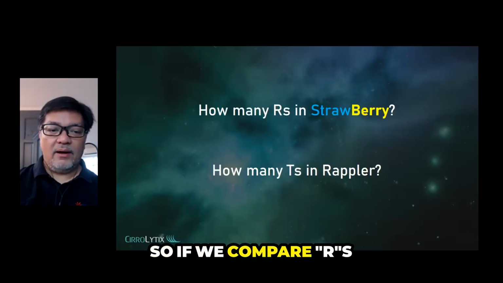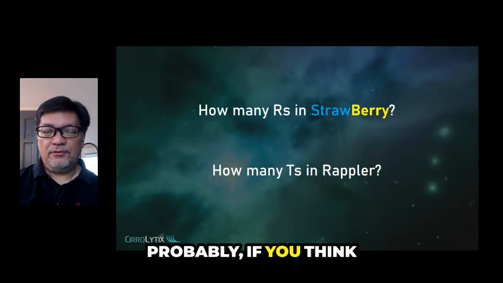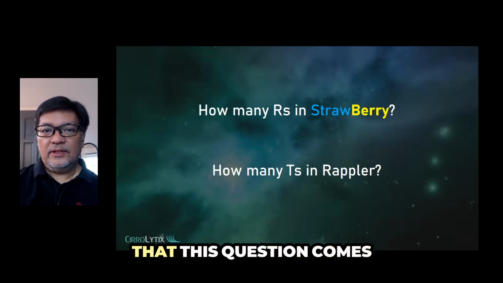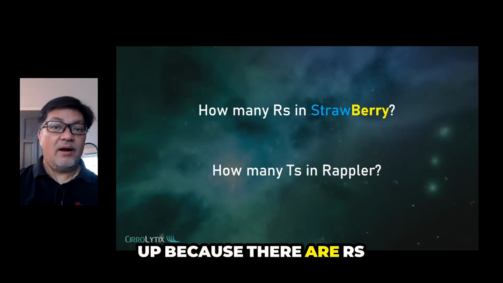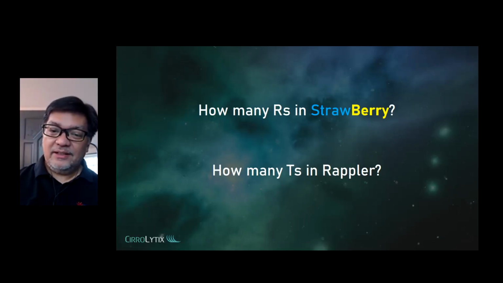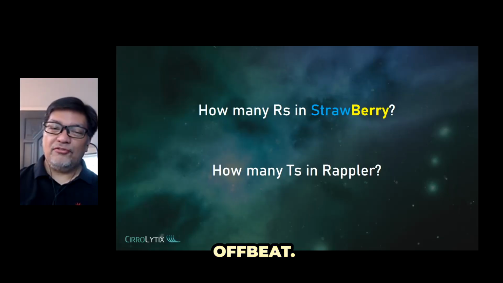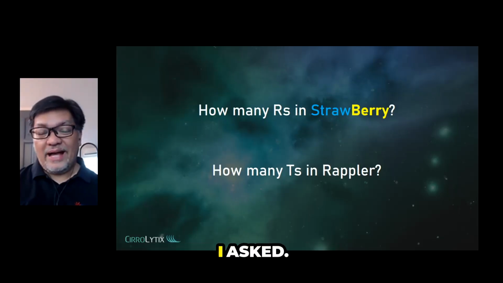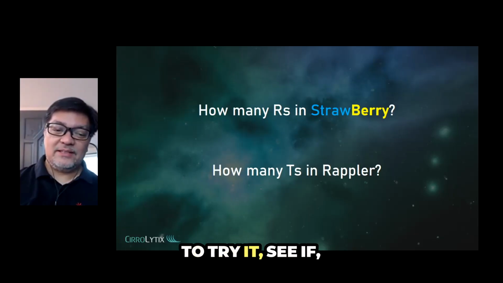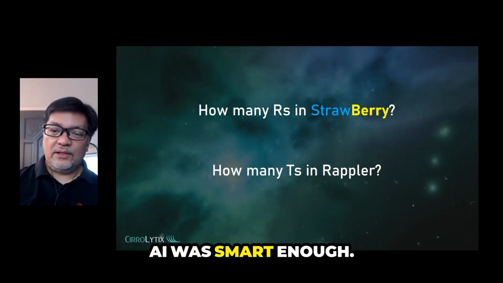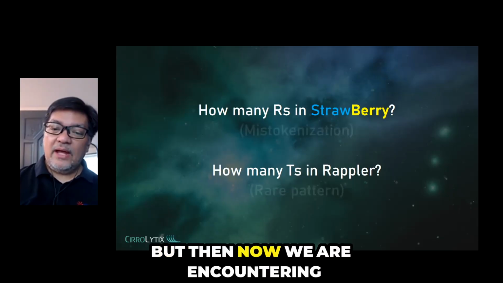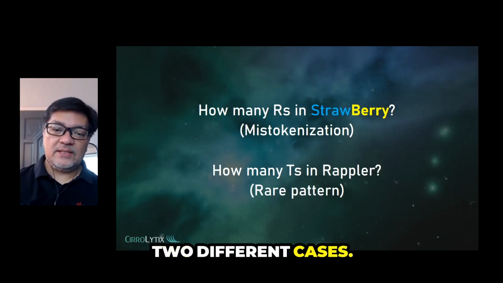So if we compare R's and strawberry, there's probably, if you think about it, a likelihood that this question comes up because there are R's in strawberry after all. But a T in Rappler, who asks that question? It was just so offbeat. I didn't even know why I asked. I just wanted to try it, see if AI was smart enough.